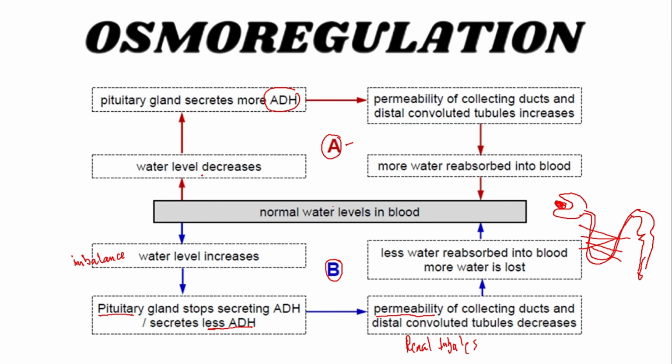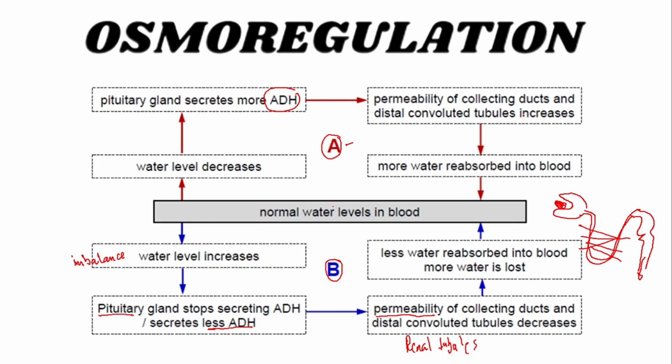So water level decreases, and then the pituitary gland will secrete more ADH, because now obviously if the water level in your body decreases, the body will want to conserve as much water as it can and not lose any water, right? So then the permeability of collecting ducts and distal convoluted tubules increases, okay?